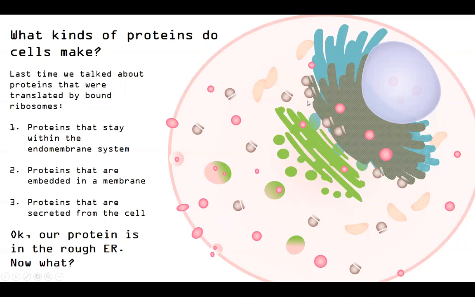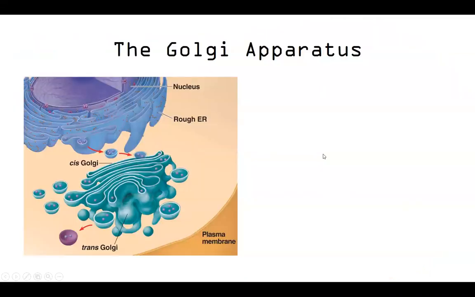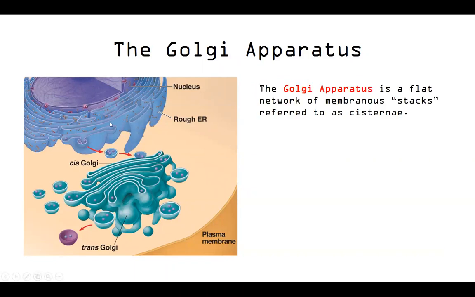Okay, so now that our protein is in the rough ER, what do we do? The next step is to travel to the Golgi apparatus. So here's the Golgi apparatus, and you may remember this as being referred to as sort of the post office of the cell, because it's responsible largely for sorting out and sending out proteins to where they need to go, okay? The Golgi apparatus is effectively a network of membranous stacks, kind of pancake style, that we refer to as cisternae.